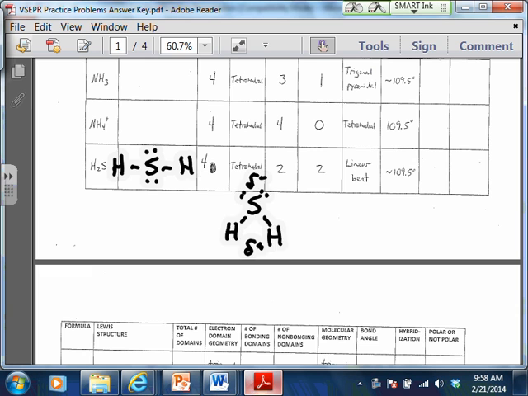Again, if you remembered the rule that I just told you, what was the rule? Lone pairs almost always equals polar, right? So there are lone pairs on the central atom, that's going to be polar, okay?